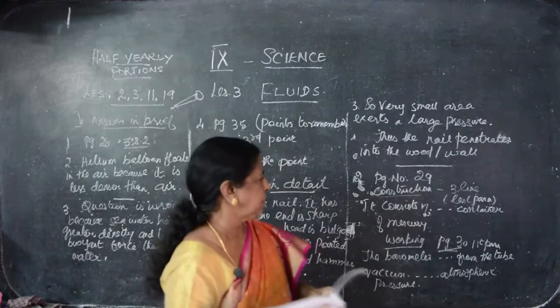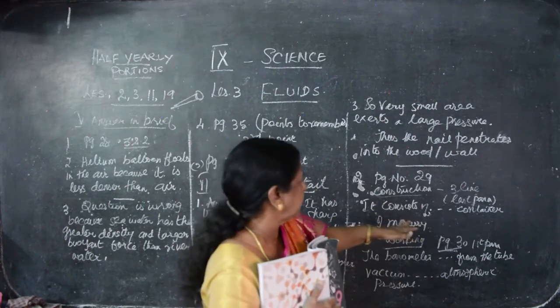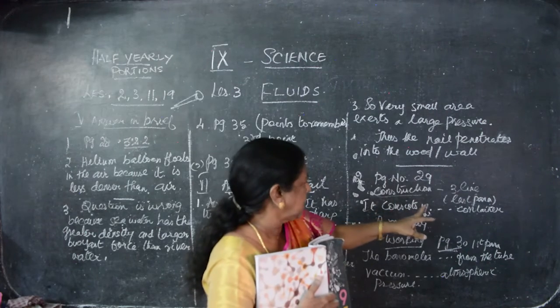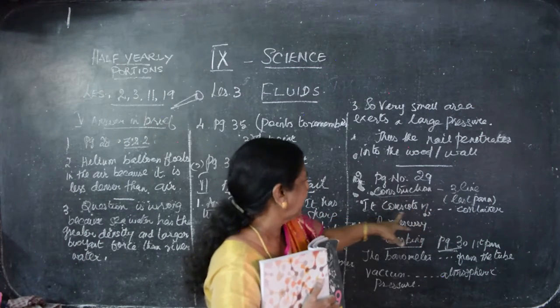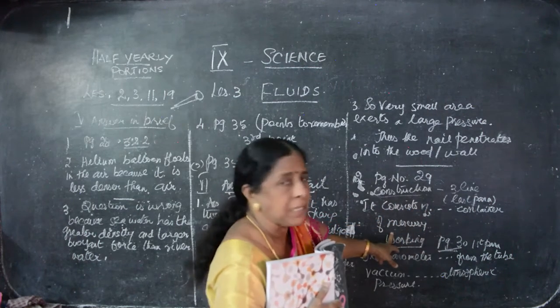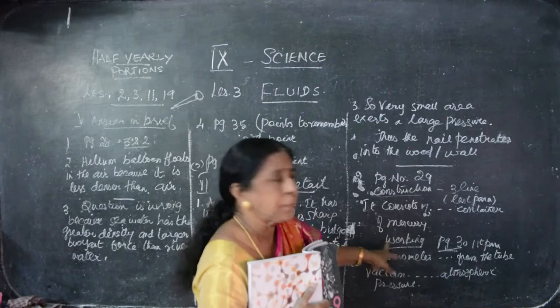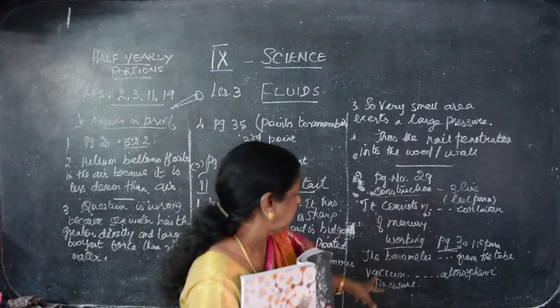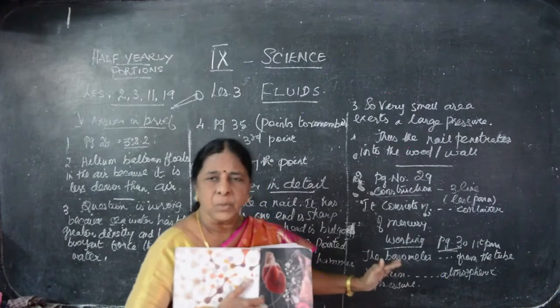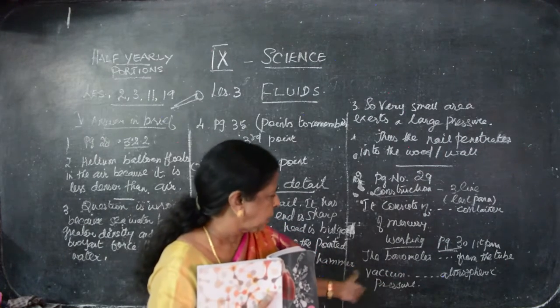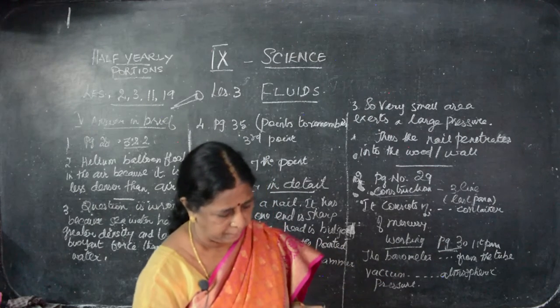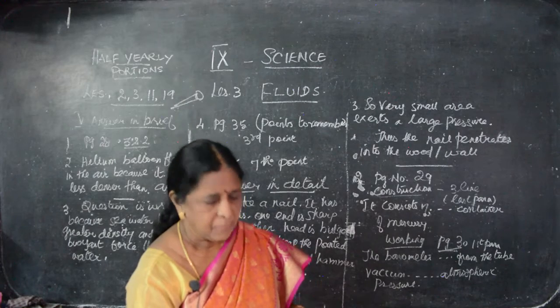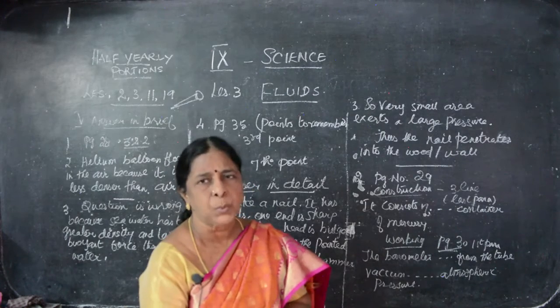Okay, so first we are writing construction from page number 29, the last paragraph, third line. It consists of, till contain mercury. Then working, page number 30 in the first paragraph. The barometer works to from the tube. Then after that you have to leave two lines. Then from vacuum to atmospheric pressure. Clear children? That's all. Second answer is over.